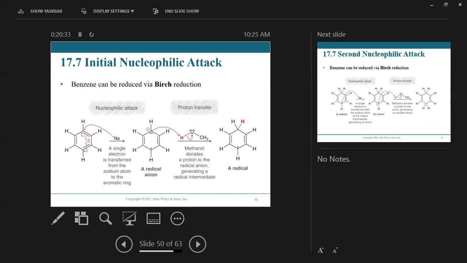Then once we're down here, sodium is going to transfer another electron. There'll be another electron transfer. So then you're going to have 2 electrons, and it's going to pull another proton from the methanol, and that's how you get the final compound. So I'm just going to leave it here because you may want to study the mechanism for a minute.